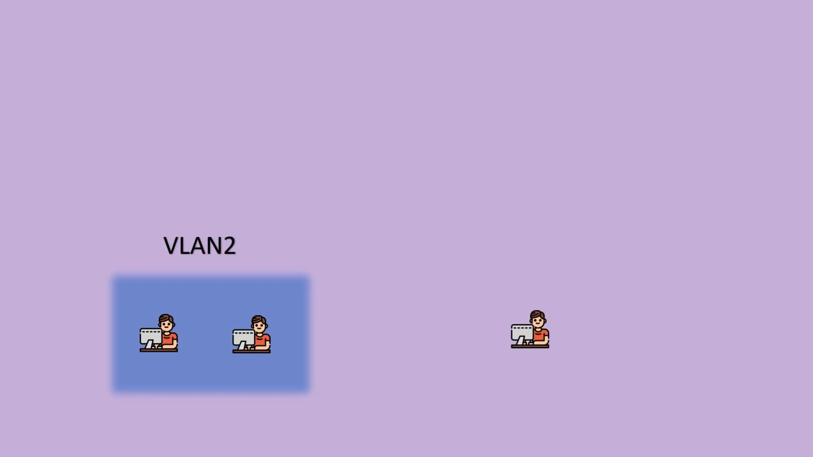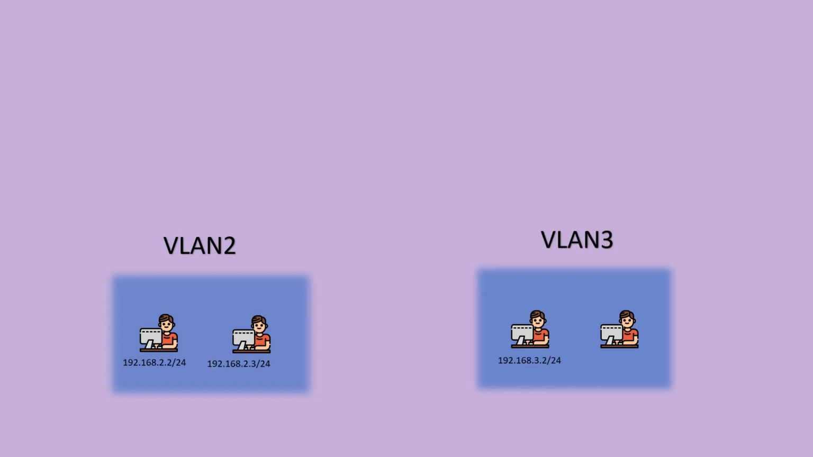Hi everyone, in the previous tutorial we learned about VLANs. We created two VLANs on a switch and assigned devices to different VLANs. As you can see, we have two separate VLANs in our network. The first group of computers belongs to VLAN 2 and the second group of computers belongs to VLAN 3.